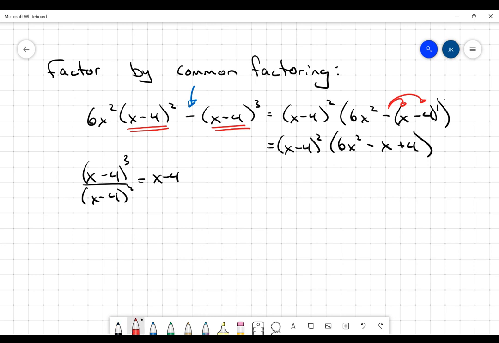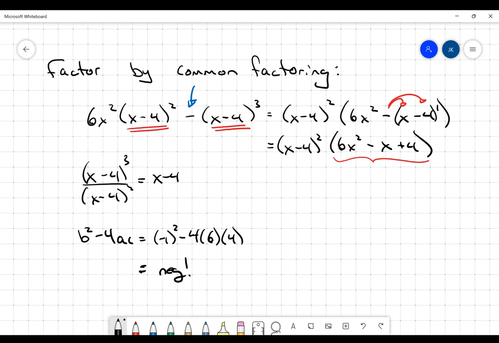Now, the last thing that I might do here is just take a quick look and say, well, can I factor this one down? It's a quadratic, so I'm going to check my discriminant, b squared minus 4ac. My b there is negative 1, minus 4 times 6 times 4. Well, I can tell you right now, what I'm looking for here is a perfect square. If the result that I get here is a perfect square, then I should be able to factor that. But in this case right now, I am going to get a negative number. I don't even have to go through and do the rest of that.